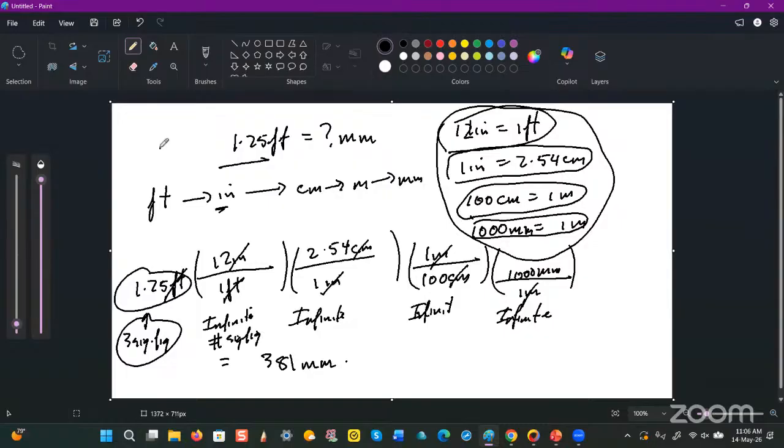Yes, ma'am. Would that 1,000 be on the bottom with the 100, or would that be on top? On top. Because 1,000 millimeters is equal to 1 meter. Yes, so that is correct. All right.